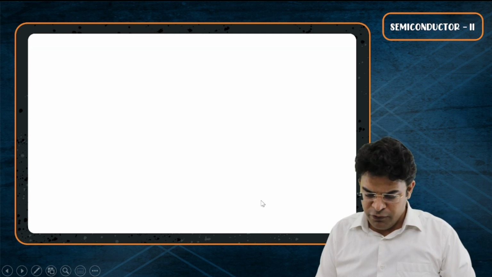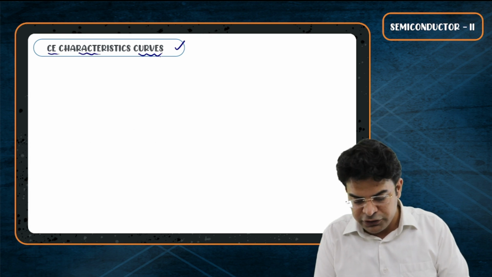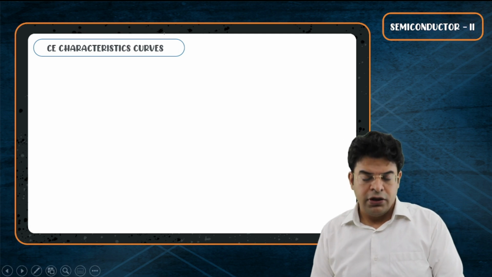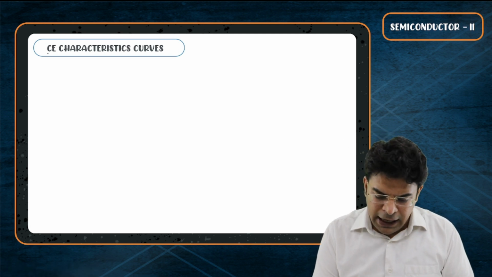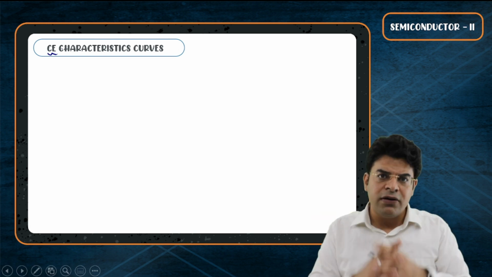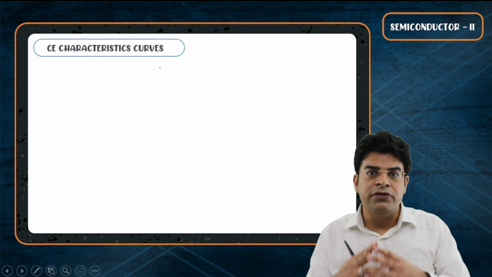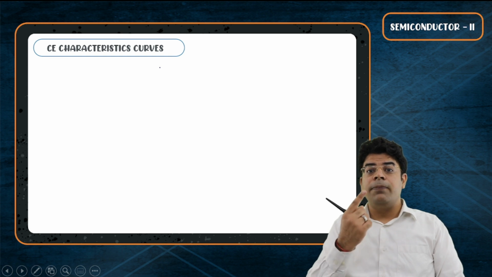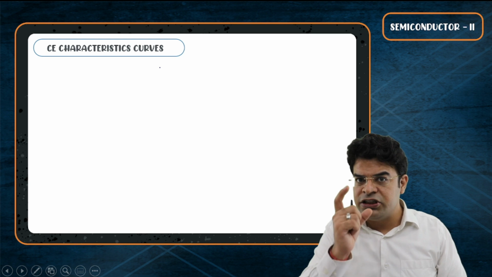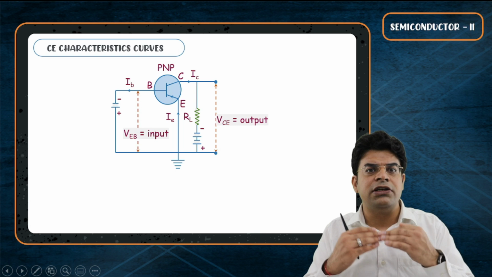Now we are going to talk about CE characteristic curves. What is the meaning of common emitter characteristic curves? First of all, common emitter means the emitter is connected both to the base as well as the collector. And what is the meaning of characteristic curves? Characteristic curves tell us how the input current changes with the input potential and how the output current changes with the output potential. But the simple question comes to mind, why do teachers teach us this?